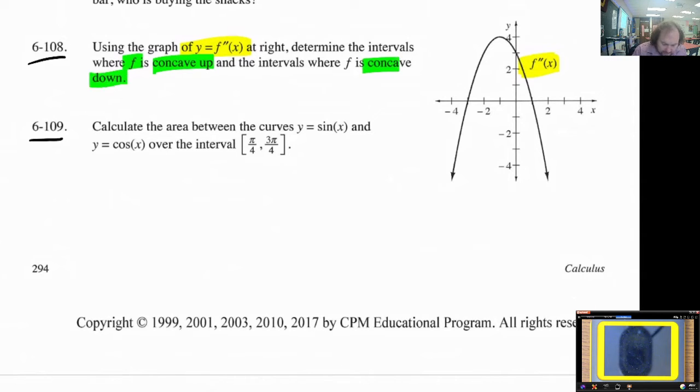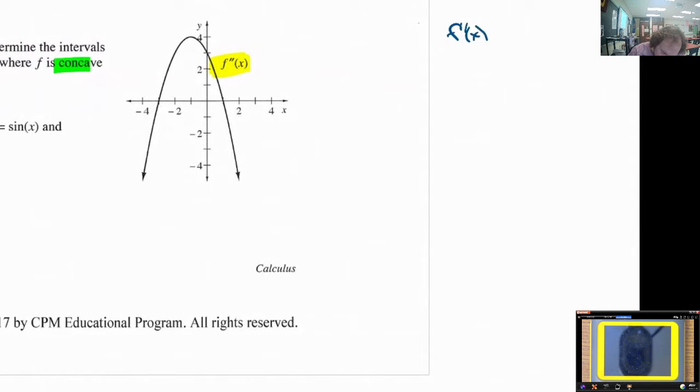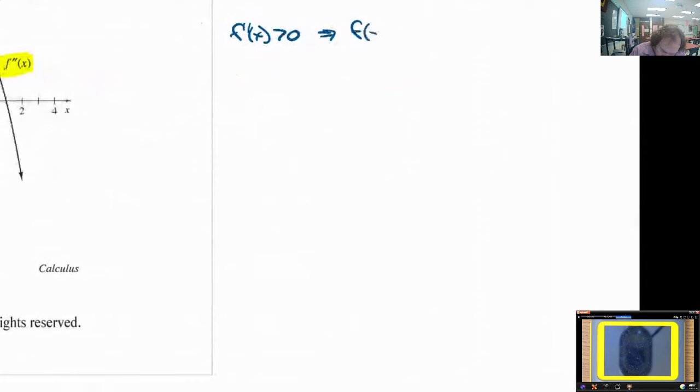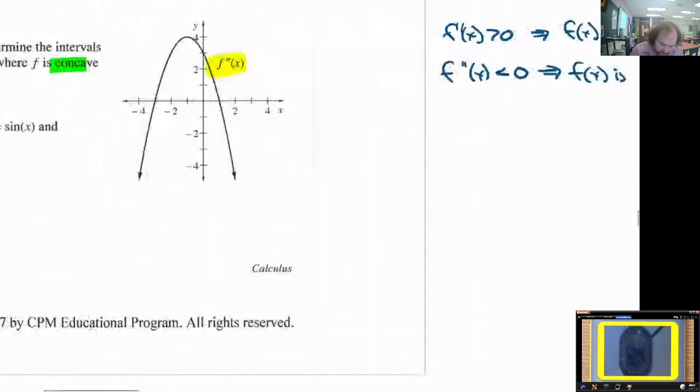And that's incredibly easy to do because if f double prime of x is positive, then f of x is concave up. I should have written this off to the side. If f double prime of x is greater than 0, then f of x is concave up. And if f double prime of x is less than 0, then f of x is concave down. So pretty simple. All we're looking at is where this graph is positive and where it's negative.